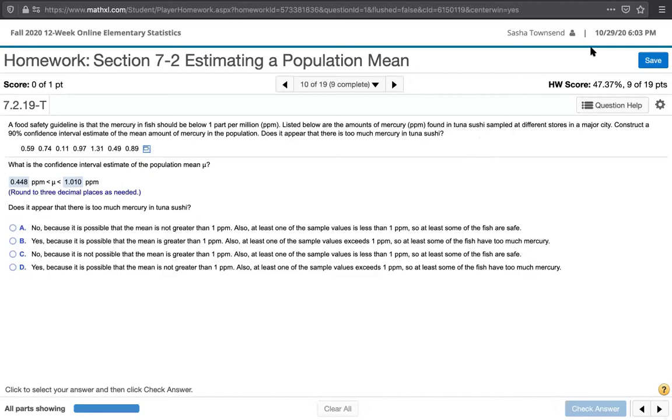Okay, now the question says, does it appear that there is too much mercury in the tuna sushi? Well, remember what the food safety guideline says. At the beginning of the problem statement, it says the food safety guideline is that the mercury in fish should be below 1 part per million. The question is, is 1 part per million in this range from 0.448 to 1.01? It sure is.